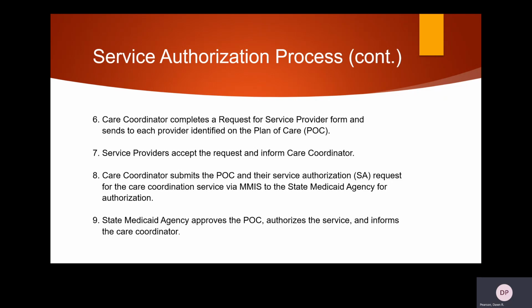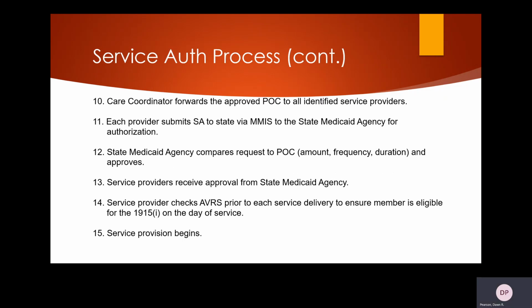The care coordinator submits the plan of care and their service authorization request for the care coordination service via MMIS to the state Medicaid agency for authorization. The state Medicaid agency approves the plan of care, authorizes the service, and informs the care coordinator. Step 10, the care coordinator forwards the approved plan of care to all identified service providers. Step 11, each provider submits a service authorization via MMIS to the state Medicaid agency for authorization. The state Medicaid agency compares the request to the plan of care, the amount, frequency, duration, and approves it. Service providers receive approval.